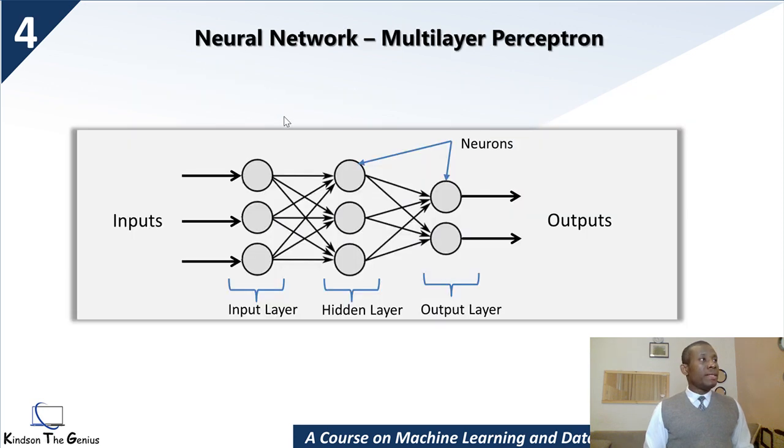So we have this example of a neural network. These are neurons, right? Think of it as neurons, and then we have inputs. It moves from one set of neurons to another.